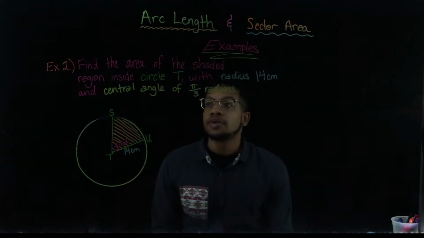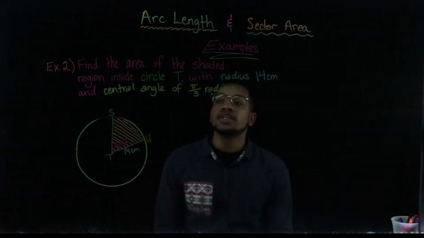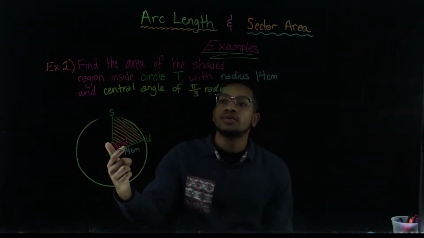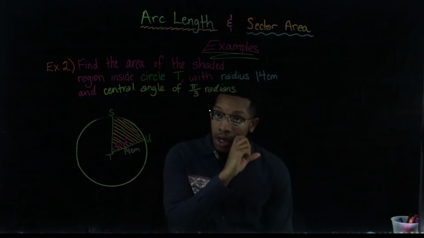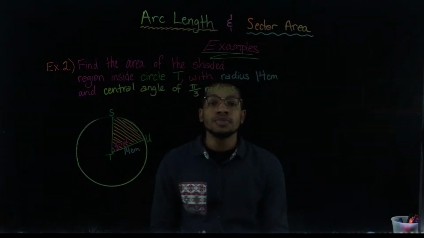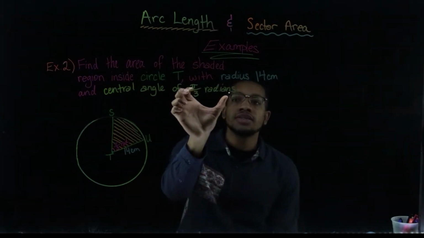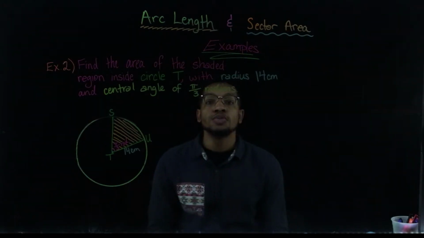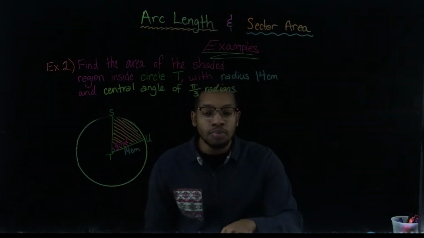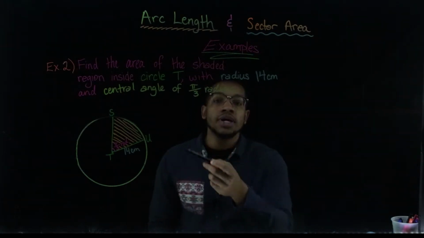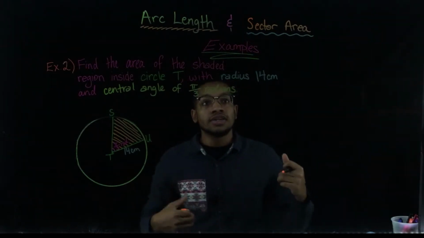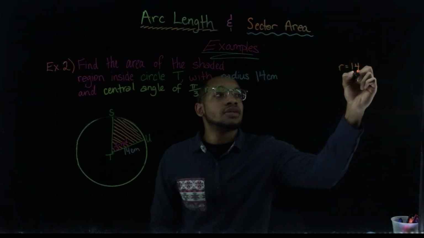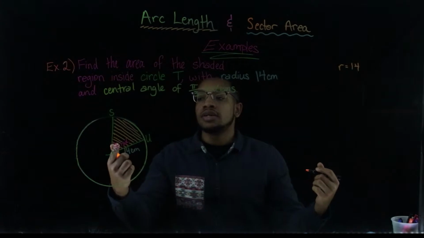All right, so in this next example, it says find the area of the shaded region inside circle T with a radius of 14 centimeters and a central angle of pi over 3 radians. Now, just to make sure y'all understand, pi over 3 radians is a portion of, instead of the whole 360 degrees, this time it's out of 2 pi radians. So when we set up our proportion, this pi over 3 will be out of 2 pi. So let's go ahead and start with what we know. We know our radius is 14. We know our theta is pi over 3.